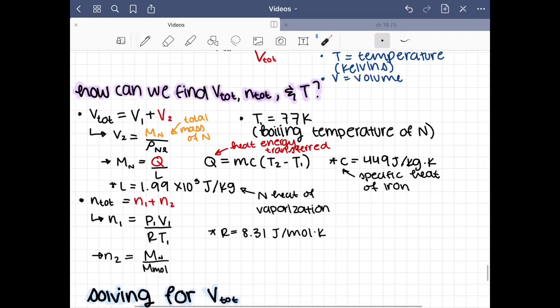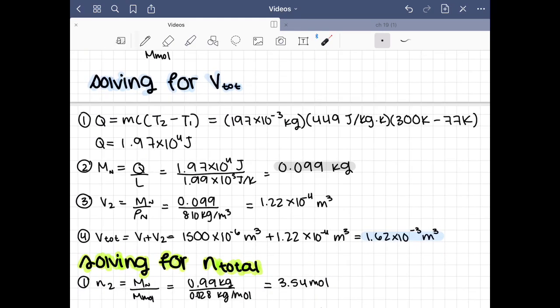So now that I've figured out my strategy up here, I can begin by solving for the total volume that I have. So first I need to use this equation. If I plug in all these values, which I had already written down, I'm going to get that it is equal to 1.97 times 10 to the 4 joules. And then I can substitute this value into this equation. I already had what this value is, and so I'm going to get that the mass of nitrogen that we have is 0.99 kilograms, and I can use that to find what the volume that is added is.